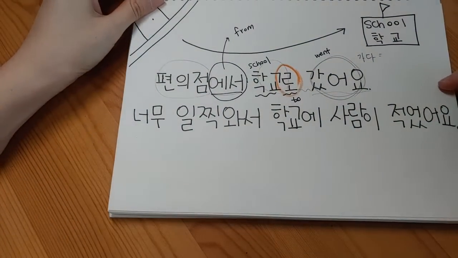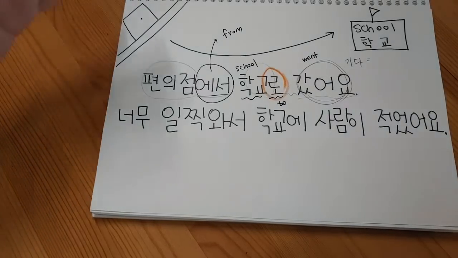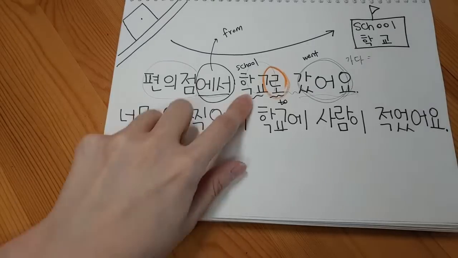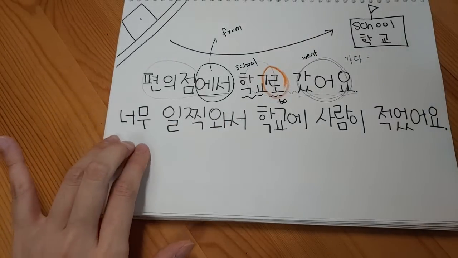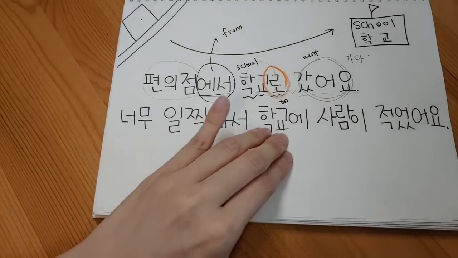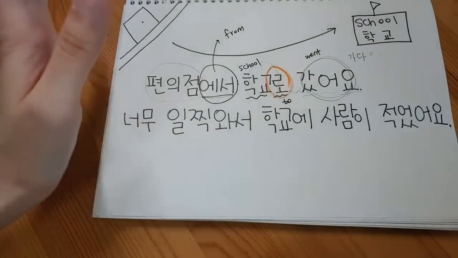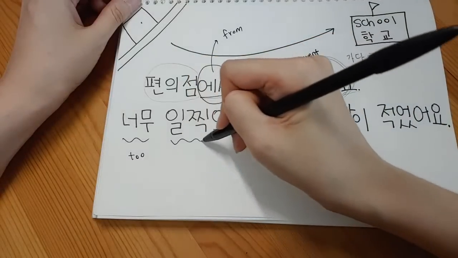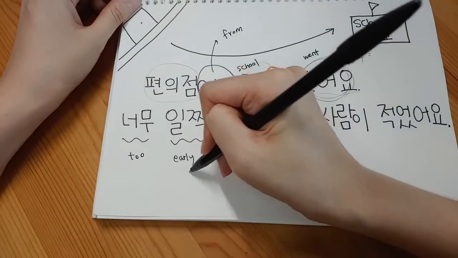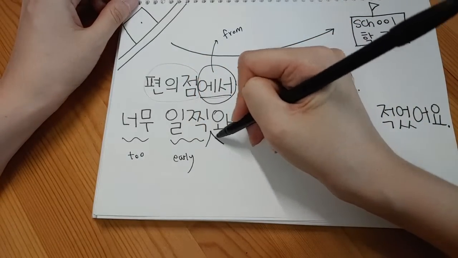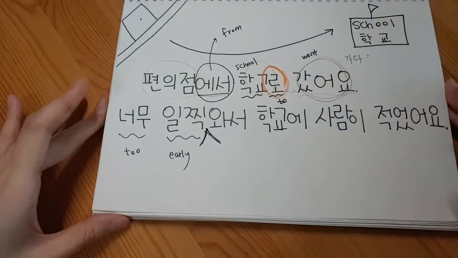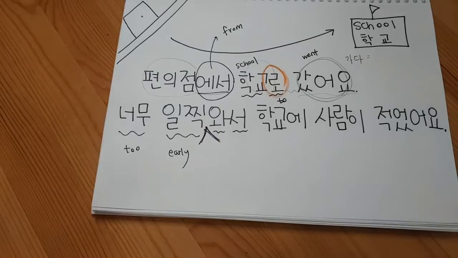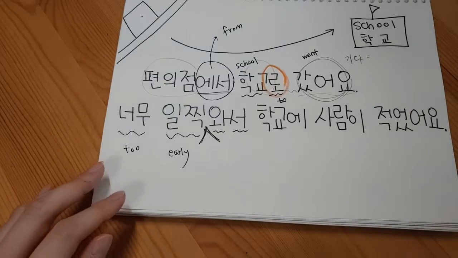So if you have checked my how to say because in Korean video, you already know what this expression means. So when you say 너무 일찍 와서 학교에 사람이 적었어요. 너무 too, right? 일찍 means early. And there should be a space in between, but I forgot to put the space, but it doesn't matter. Too early. 와서. Can you guess what it means? 와서.